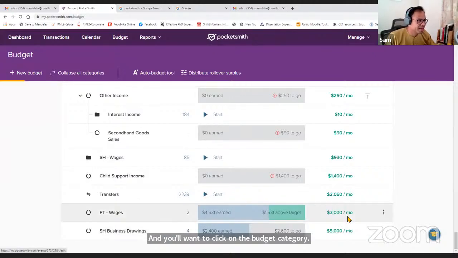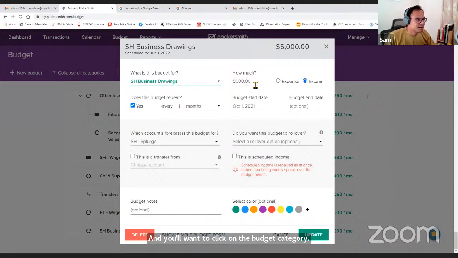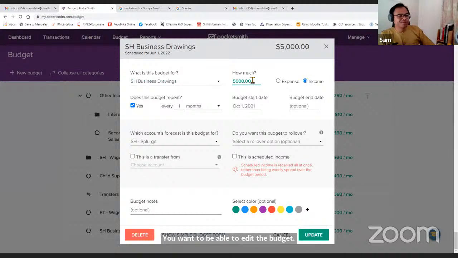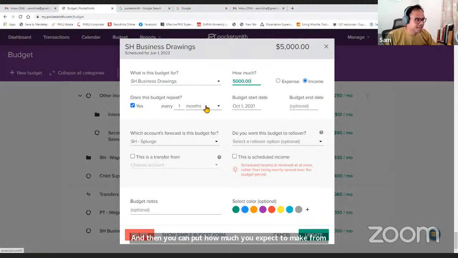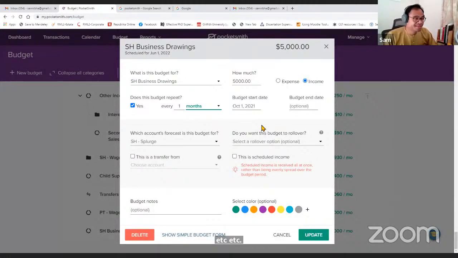You want to be able to edit the budget, and then you can put how much you expect to make from this income source, okay? And how often it repeats. You can repeat this every month. It can be every week, day, etc. I would recommend doing it on a monthly basis, but if you like budgeting on a weekly basis, more power to you, right?